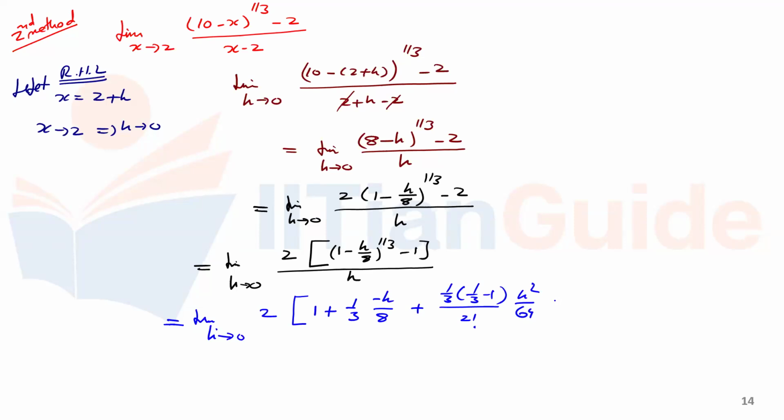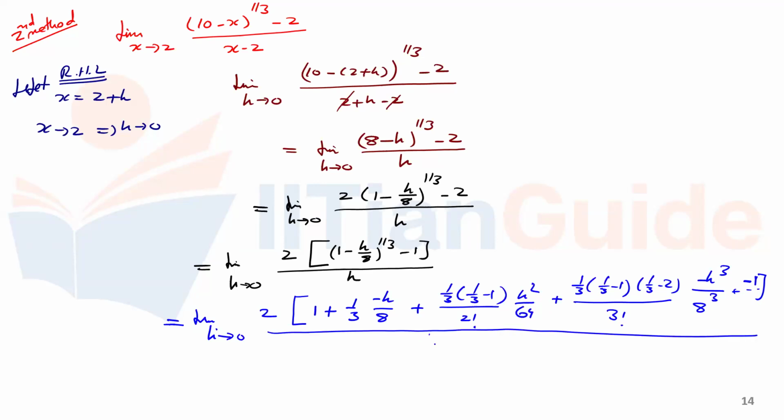After that, I will get n(n minus 1)(n minus 2) divided by 3 factorial. So basically, I will get a minus sign, but anyway, I am writing it. After that, x cube, that gives me minus of h cube divided by 8 cube, and so on. It will go up to infinity. And after that, we have a minus 1. Okay, this is a very important term. Minus 1 is also there, don't forget to write this. In the denominator, I have h.